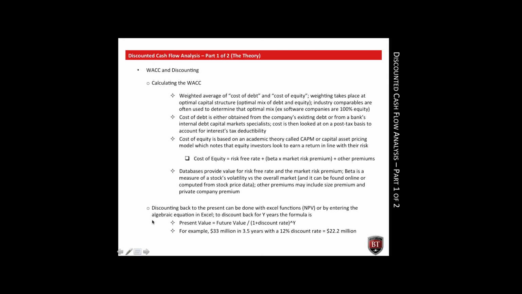But the basic notion is the present value is just a future value divided by 1 plus the discount rate raised to the number of years. So let's look at an example. We have $33 million that we're going to get in 3.5 years. Assuming the discount rate is 12%, that comes back to 22.2 million. It'd be good practice for you to practice that algebra.